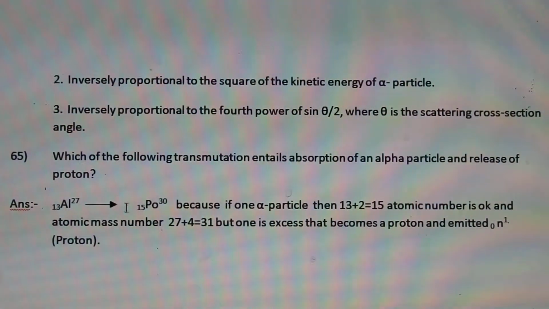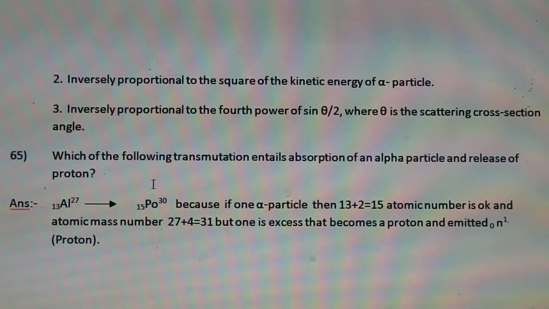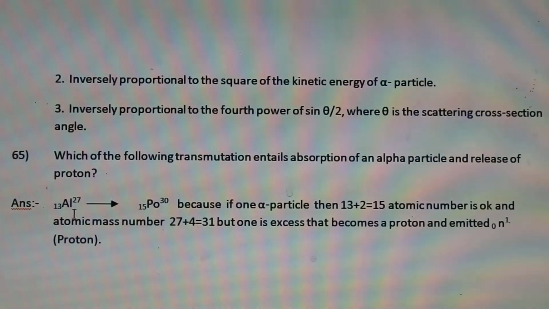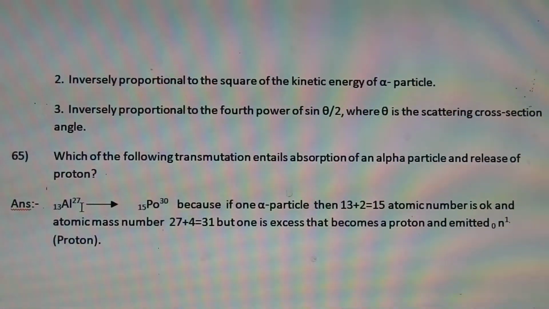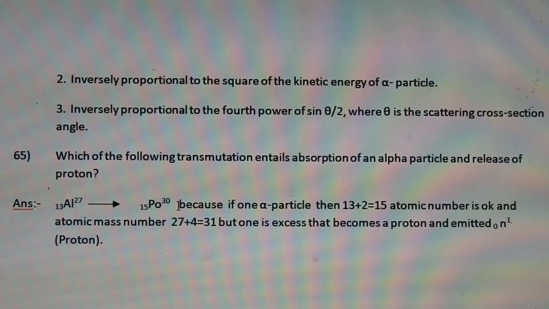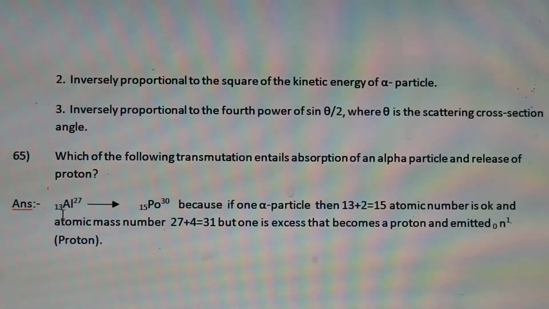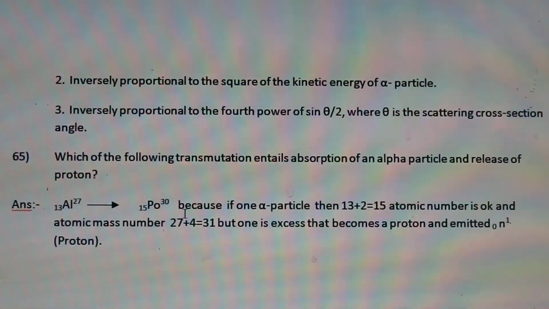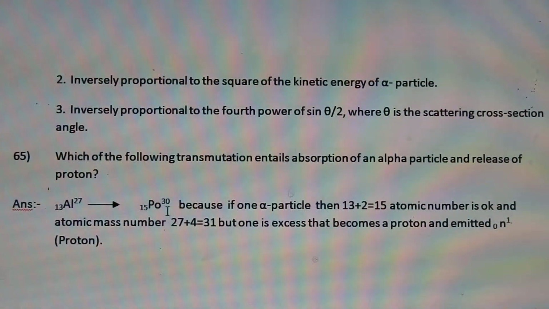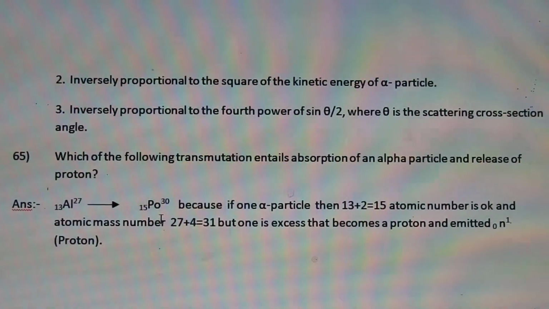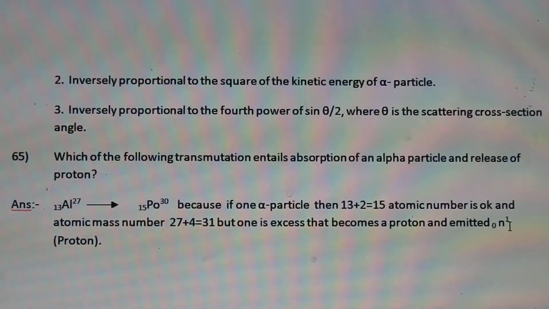What is being asked is absorption of an alpha particle, which means aluminum is absorbing one alpha particle. 27 plus 4 is 31, but we have 30, so the mass number should decrease by 1, and 13 plus 2 is 15. So one particle should be emitted, because only one mass number is released and zero atomic number comes out. So only a neutron, 0 n 1, is going to come out from this.